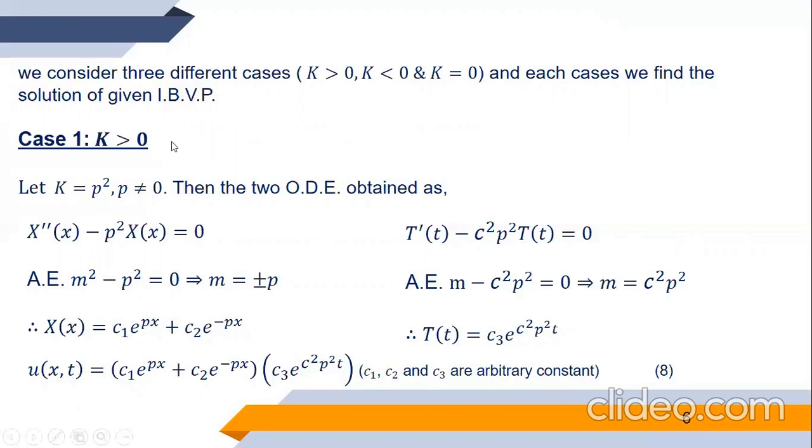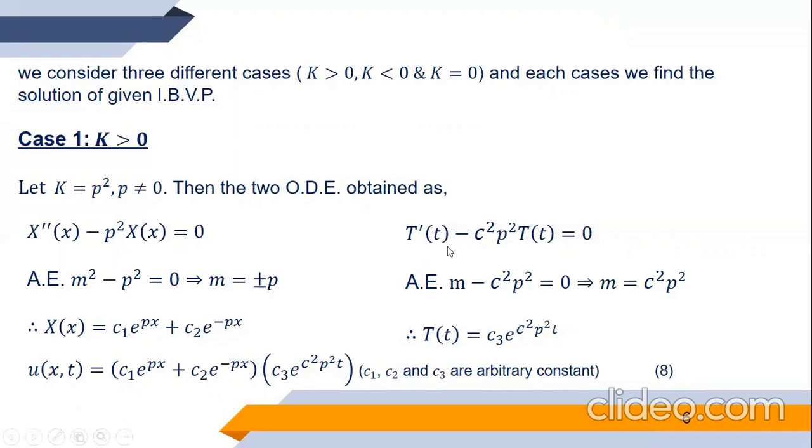So now first we consider k greater than 0. So k equal to p square, p not equal to 0, then the two ODEs are obtained as X double dash minus p square X equal to 0 and T dash minus c square p square T equal to 0. The auxiliary equation of this form is m square minus p square equal to 0. So m is equal to plus or minus p, so these are real and different roots. So we write X equal to c1 e raised to px plus c2 e raised to minus px.